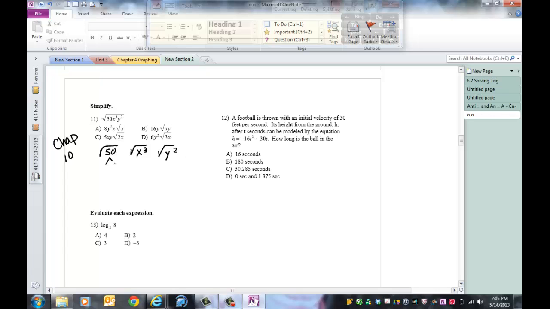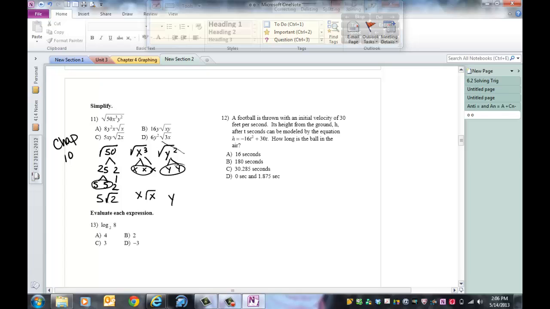So when it comes to numbers, go ahead, do your tree. 25 times 2, 5, 5. 2 comes out. This is a square root, so I need a group of 2. There's my group of 2. 50 becomes 5 square root 2. X cubed, you need to think. I have 3 of them. 1, 2, 3. I need a group of 2, so that tells me 1 comes out, 1 stays in. Here I have 2 y's. I need a group of 2. There are none left over. Hopefully you also notice that squares and square roots cancel each other out, leaving me with a y.